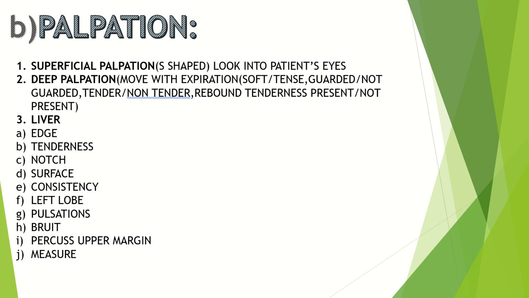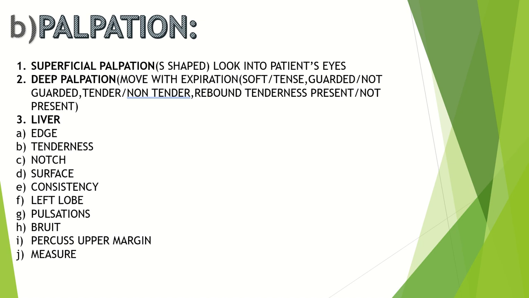After superficial palpation, we have the deep palpation, and move your hands with expiration. In this step, you will find out whether the abdomen is soft, is it tense, is it guarded or not guarded, is it tender or non-tender, is there any rebound tenderness present or not present.